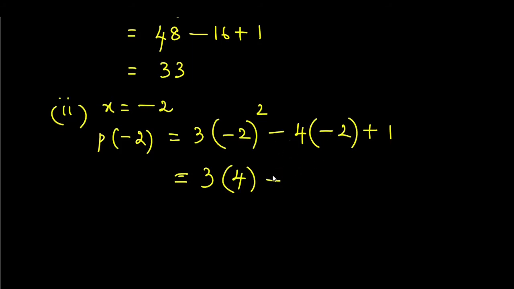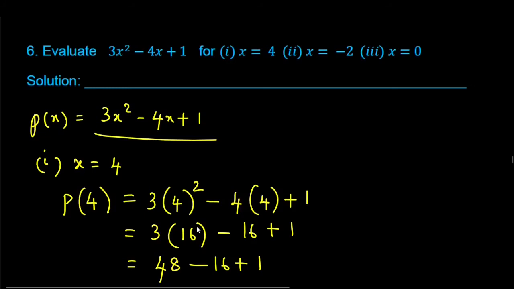3 into 4, and minus 4 into minus 2: minus into minus is plus. 4 into 2 is 8, so minus 4 into minus 2 is plus 8, plus 1. 3 into 4 is 12. 12 plus 8 plus 1. 12 plus 8 is 20. 20 plus 1 is 21.